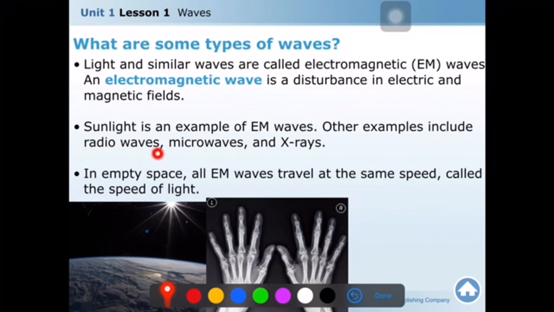But radio waves, for example, we are not able to see, but they exist. Definitely they go through the air, through the space. It doesn't matter. They are able to go in the space and in the medium. In empty space, all EM waves travel at the same speed, called the speed of light. Actually, the speed of light is the fastest in space, yes.